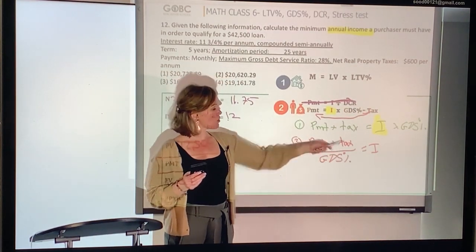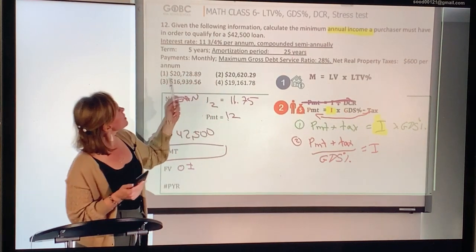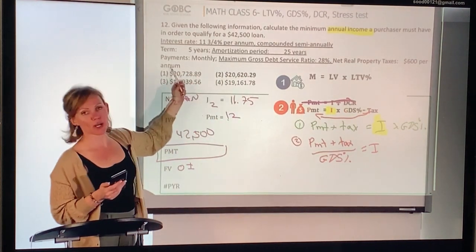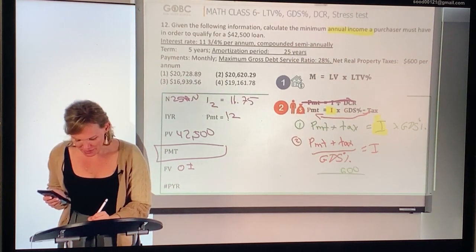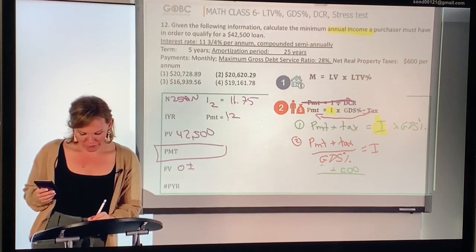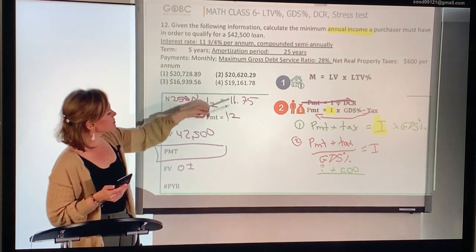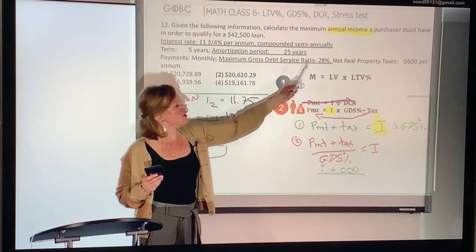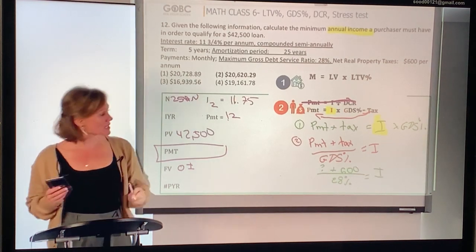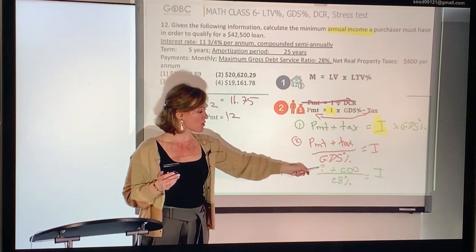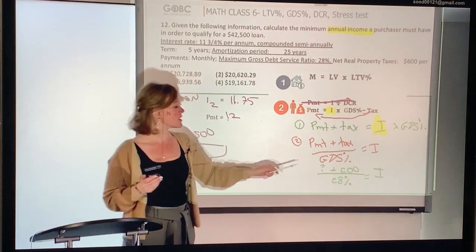Okay, so that's good. So now pull up everything what you have in the question. Do we have taxes? Yes, taxes is 600 per annum per year, so that's good so far. I'll just write down the new formula, okay? So 600 is the taxes. Payment is what we don't have. That's what we're going to be looking for. And then I need my GDS, and GDS in this question is 28%. So I have everything. It's the same idea as the other question. So we need to find the payment, put it into the formula, plus the taxes divided by GDS. That's it. So how do you find the payment?